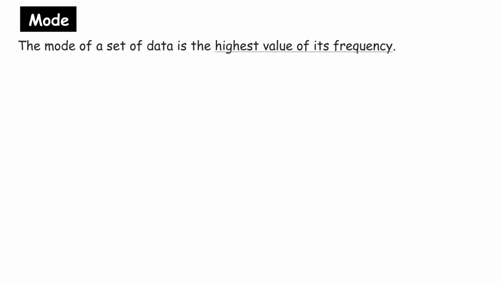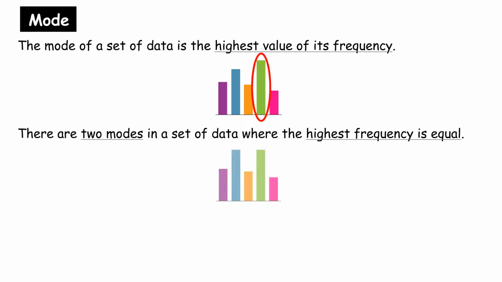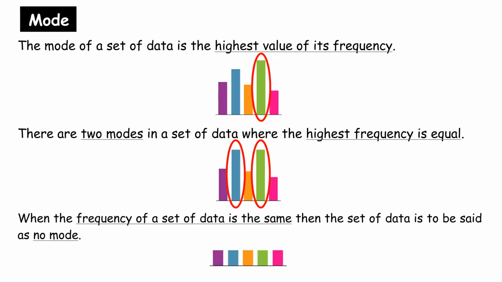Mode. The mode of a set of data is the value with the highest frequency. There are two modes in a set of data where the highest frequency is equal. When the frequency of a set of data is the same, then the set of data has no mode.